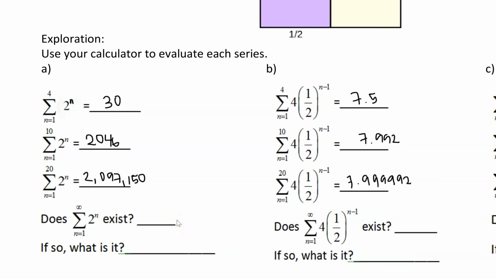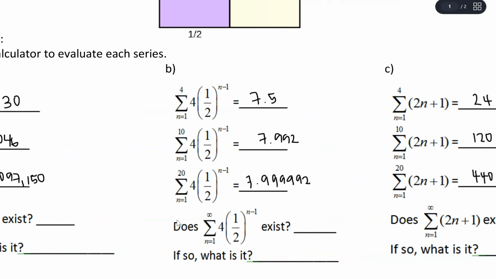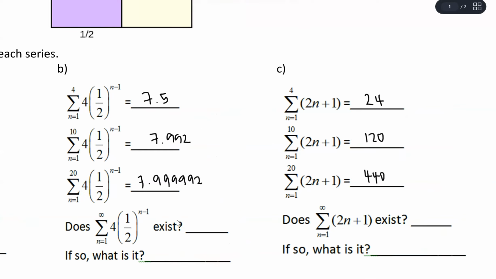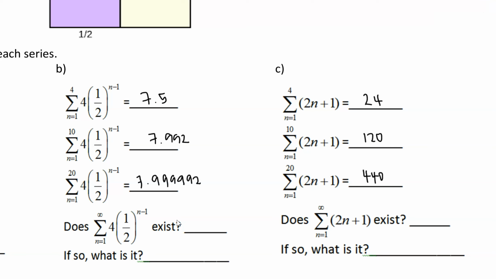Okay, so I went ahead and calculated the rest. For B, for the first one, I got 7.5. For the second one, 7.992. For the third one, I got 7.99992. For this third one over here, I got 24, 120, and 440.